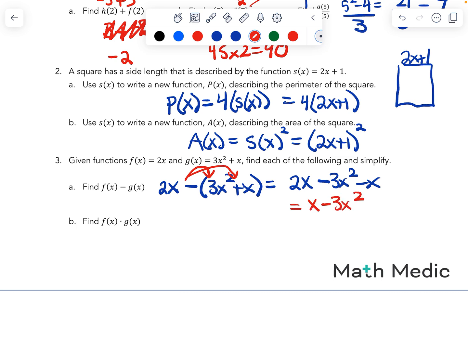And f of x times g of x. So 2x times 3x squared plus x. And if we distribute here, we have 6x cubed plus 2x squared.